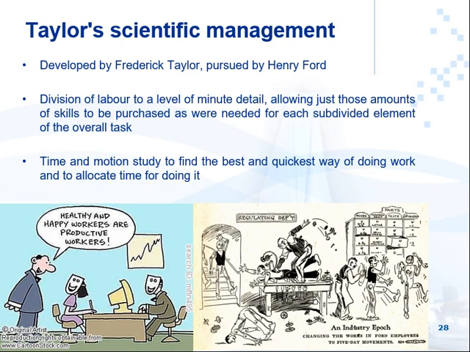Ford initially used OEM, or original equipment manufacturer, but rapidly moved to complete vertical integration. Ford even had his own steel mill, which nearly bankrupted him. Division of labor to a level of minute detail, time and motion study to find the best and quickest way of doing work and to allocate time for doing it. Payment by piecework, later replaced by machine pacing.